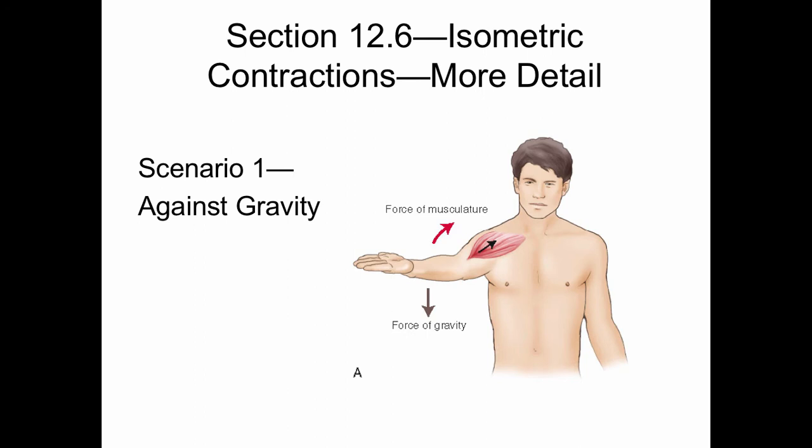An isometric contraction is a contraction in which the muscle stays the same length. In this case, gravity is pulling the arm downward toward extension, and this man is holding his shoulder joint musculature isometrically to contract with enough force to equal the force of gravity.